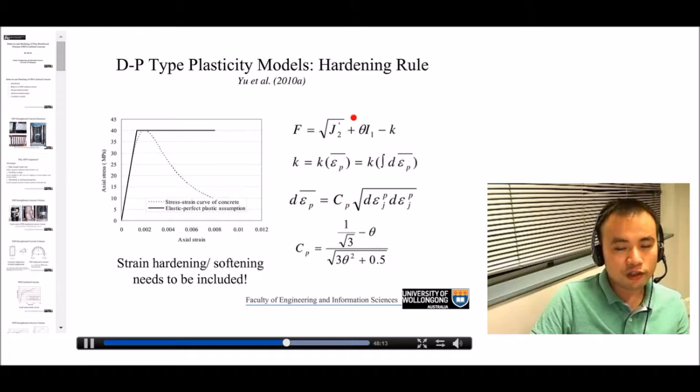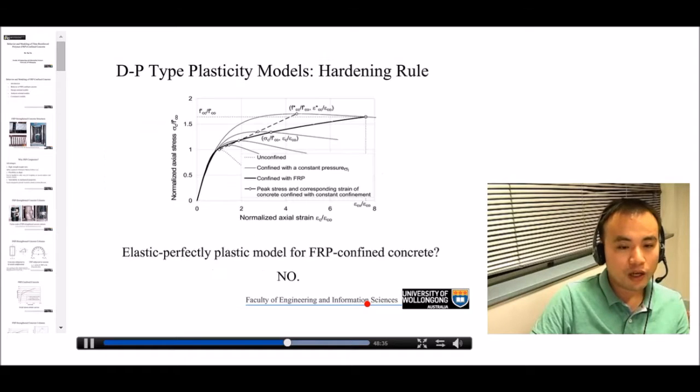So if a model does not include a hardening rule, it means the model is an elastic perfectly plastic model. So apparently, for unconfined concrete, if you use a perfectly plastic model, it doesn't work, which means the hardening and softening rule has to be included. However, some studies argue that even though the perfect plastic assumption does not work for unconfined concrete, it can work for FRP confined concrete. Let's see whether this makes sense or not.